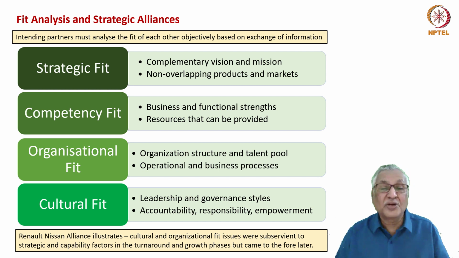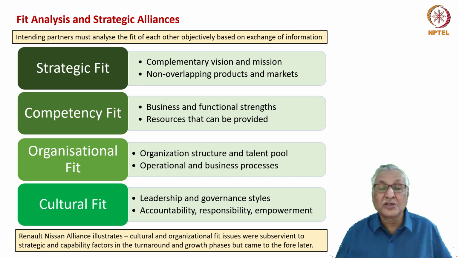The second one is the competency fit. The business and functional strengths should be better once they are combined. If there are shortages of business and functional strengths, the other partner should be able to provide so that a holistic set of business and functional strengths becomes available for the alliance. The resources can be provided and must be provided in line with the business requirements. These resources need not always be financial resources. Land that is owned by the Indian partner could be a huge resource. Similarly, the machine tools that are transferred could be huge resources. Intellectual property and talent brought from both the parties could be resources.